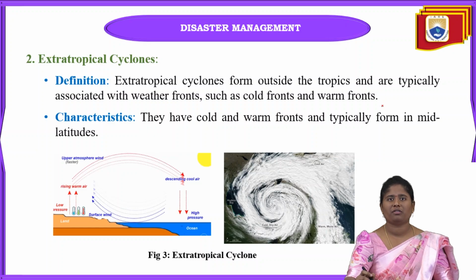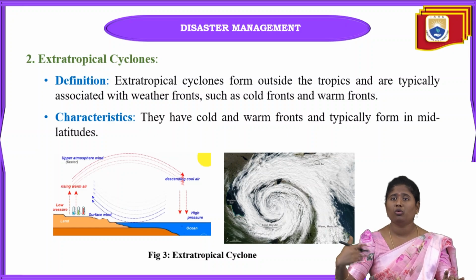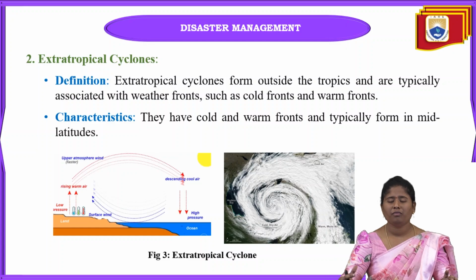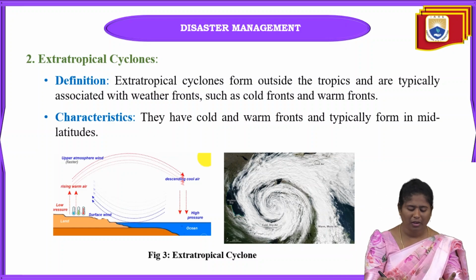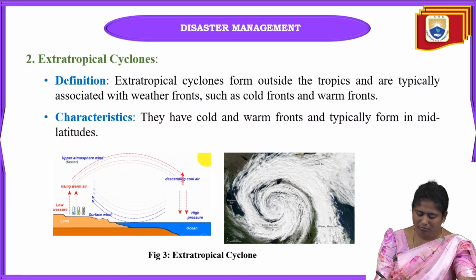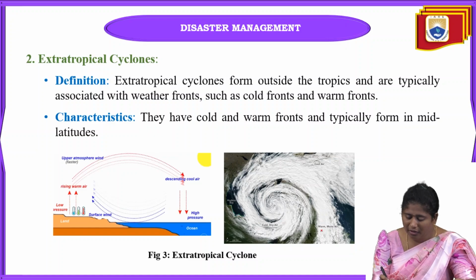Next one is extratropical cyclone. Extratropical cyclones are cyclones that form outside the tropics, and they are very much associated with weather fronts such as warm fronts and also cold fronts. Here you can see this small point: warm moist air, and this one is cold dry air.